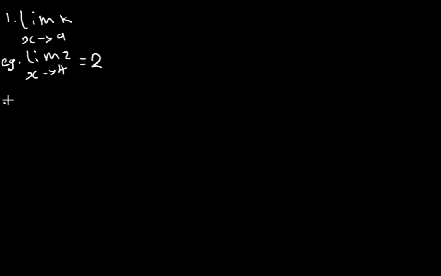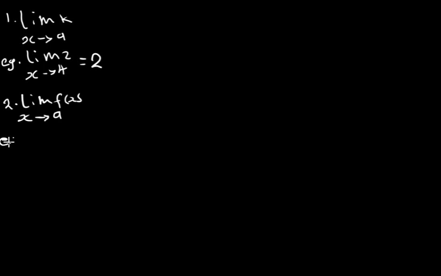Let's consider the second formula. The second formula is basically talking about the limit of a function, which is very simple. It can be written as limit of f of x, where f of x is a function, as x approaches a. Let's take an example and see how it works, so you get to understand what it really means.